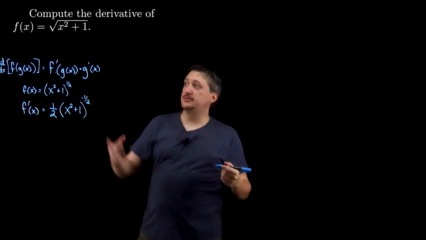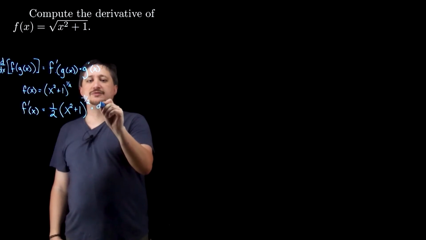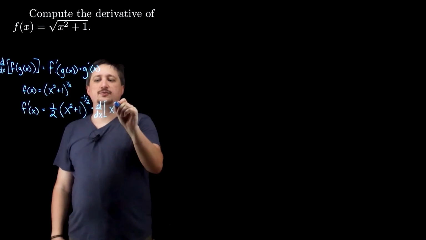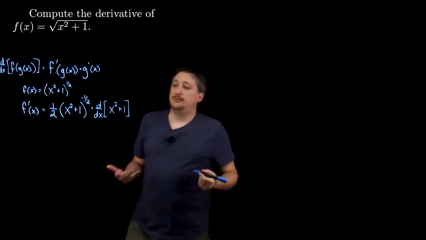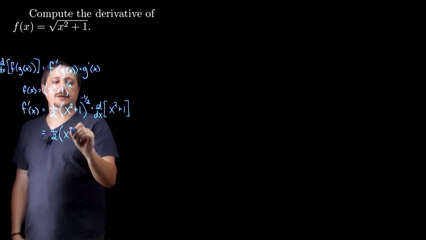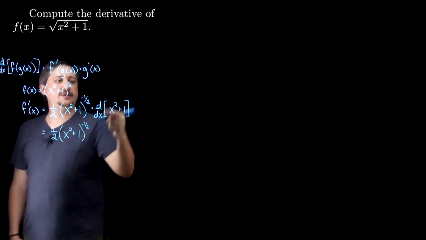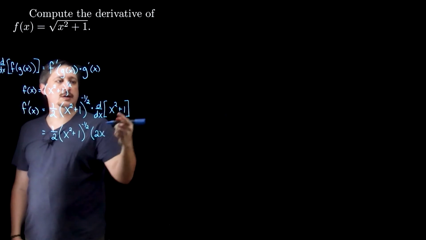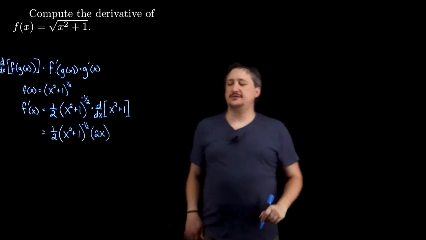But now, right, I need that derivative of the inside bit. So now I'm going to multiply by the derivative of the inside, x squared plus 1. So now I can do that. So I have 1/2 times x squared plus 1 to the -1/2, and then the derivative here, so derivative of x squared is 2x, and derivative of 1 is nothing, right? It gets obliterated, so I just have 2x.